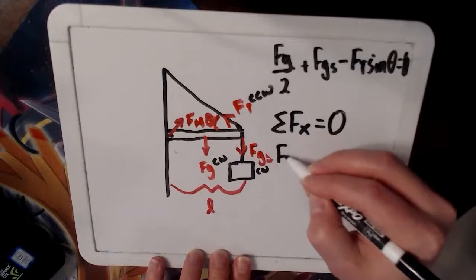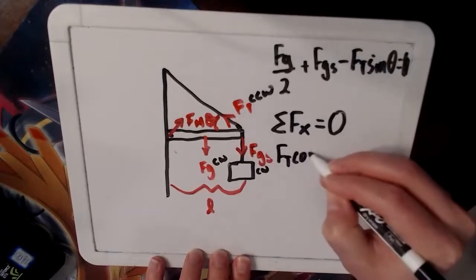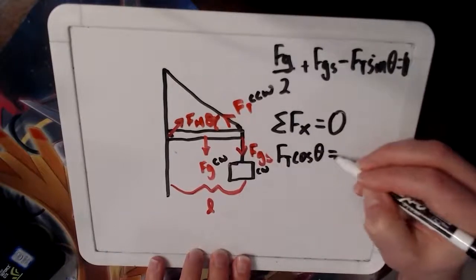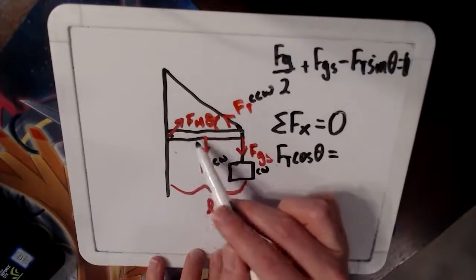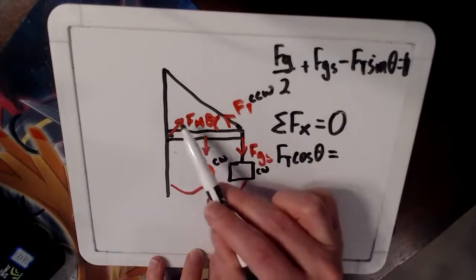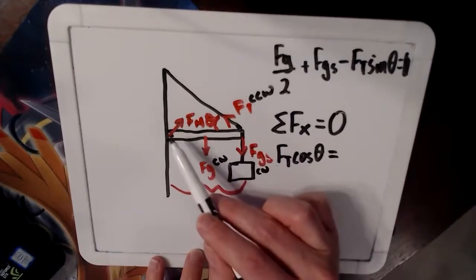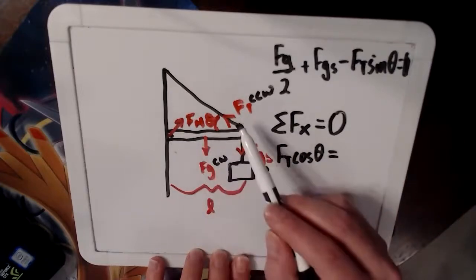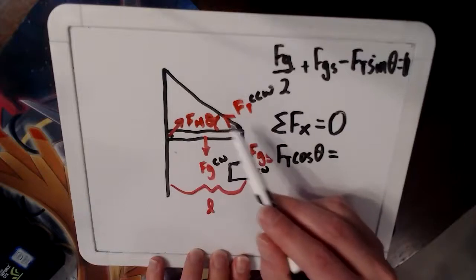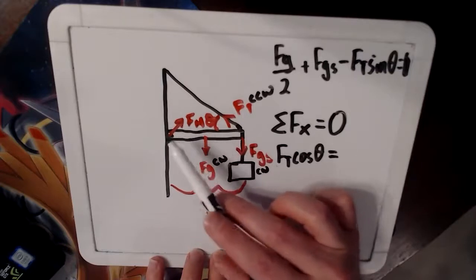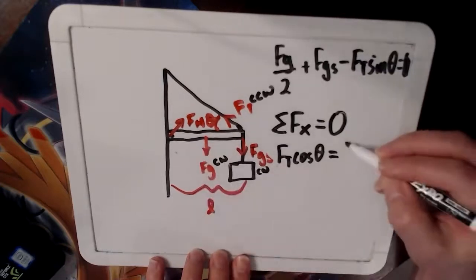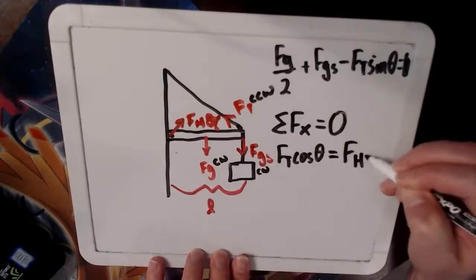So we want to say the force of tension cosine theta must be equivalent to whatever this horizontal force is in the x. Notice how this arrow is pointing up and to the right. That means that there would be a force pointing to the right. This arrow is pointing up and to the left, so there's an up component and a left component. We're just saying that the left component of this tension is equivalent to the right component of this hinge. So I'm just going to call that FHX.